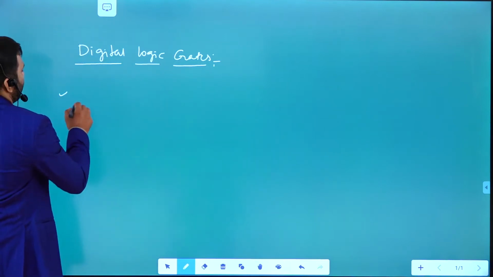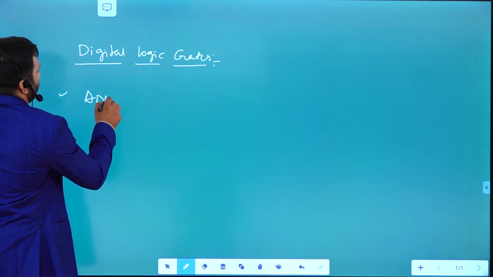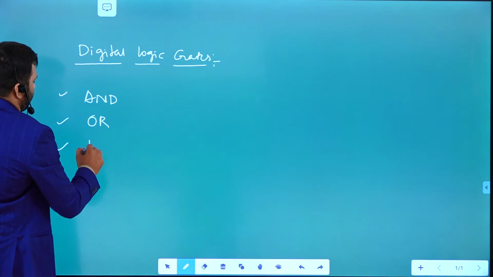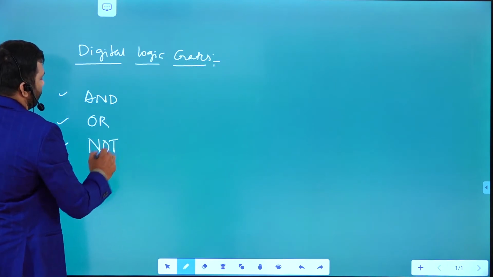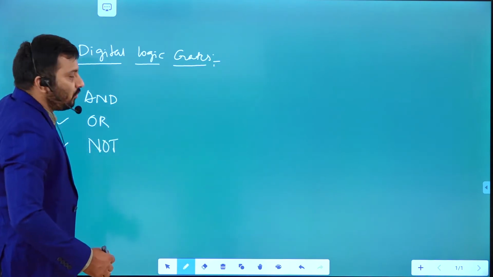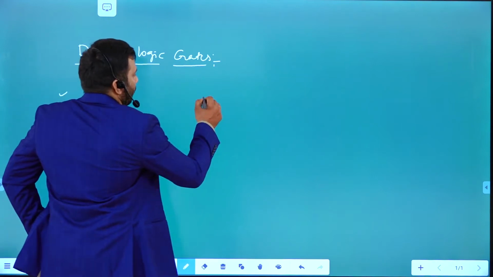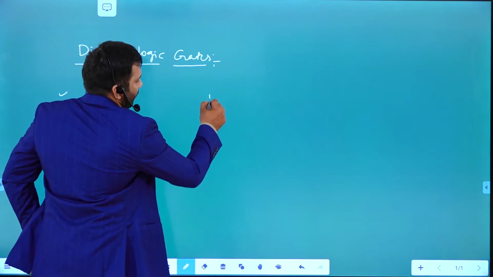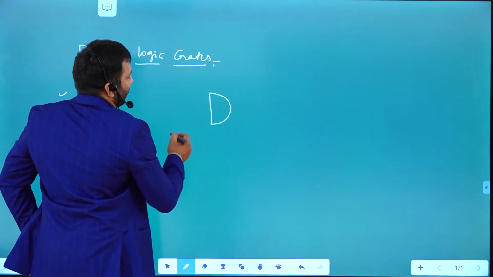So what gates are there? The first one is the AND gate, then the OR gate, then the NOT gate. What is the symbol for the AND gate normally? If you discuss the AND gate, what is the symbol for it? This one is the symbol for the AND gate.